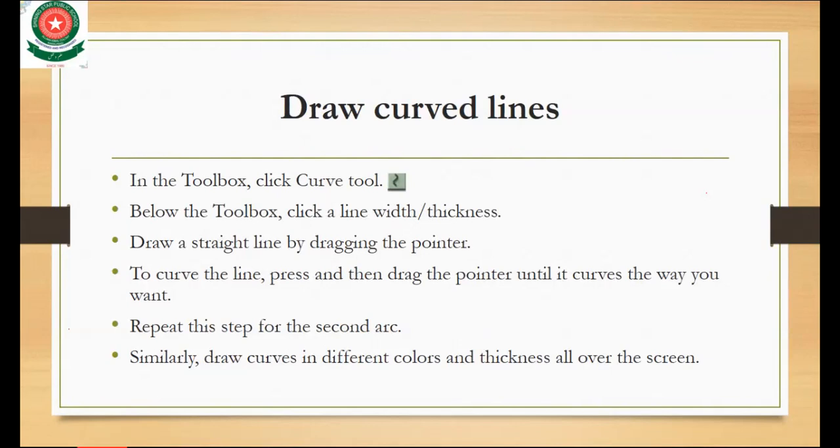I will repeat again how you can draw curved lines. First of all, go to the toolbox of MS Paint and click the curve tool. Below the toolbox there is an option of line width or thickness. Then you can click and drag your mouse pointer to make a straight line, and to draw a curved line you press and drag until you curve it. For example, you can draw different lines with different colors and different thickness. You can repeat this process again and again.